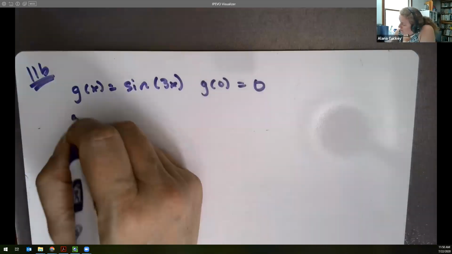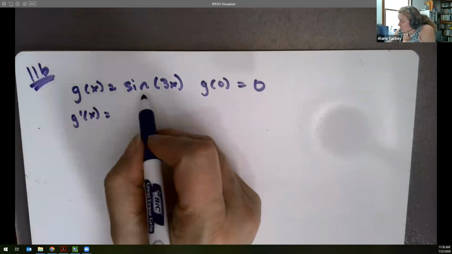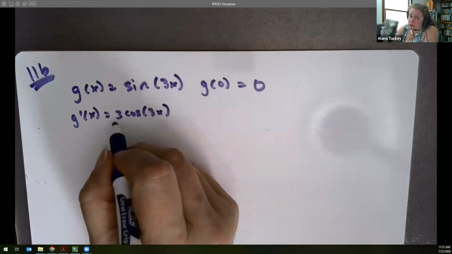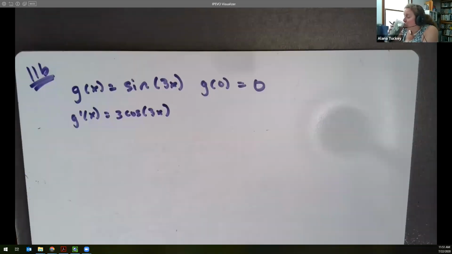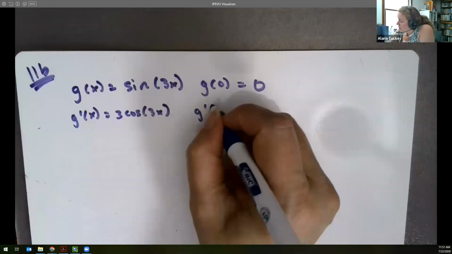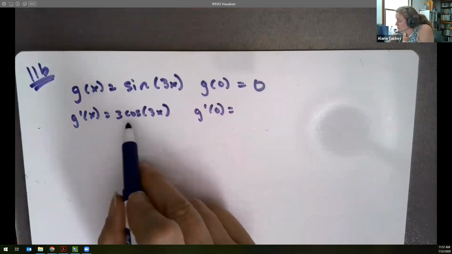Derivative. Derivative of sine is cosine. So it'll be 3 cosine of 3x, because of course I need chain rule. G prime of 0 is 3 times the cosine of 0. 3 times the cosine of 0 is 3.